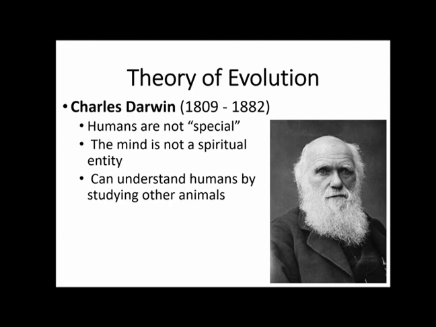Up until this point, a lot of science looked at humans as sort of the epitome of existence. Humans were the best. They were their own creatures, their own creations. And then there were animals. But with Darwin, he said that not only are humans not that special, humans are just another species of animal.